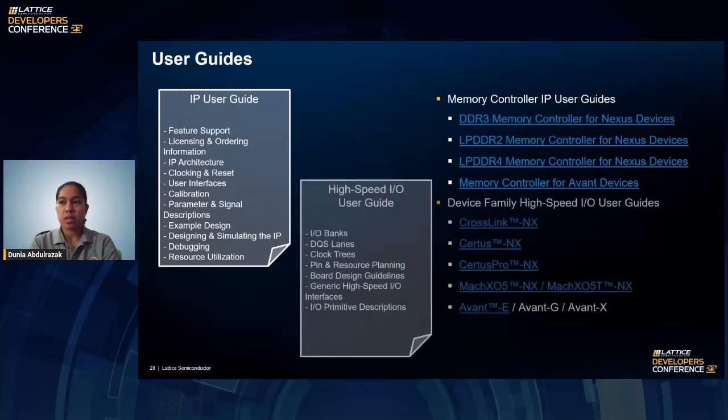The other type of document is the High-Speed I/O User Guide. This document covers information regarding the device families and includes information such as the I/O bank and DQS lane structures, clock trees, guidelines for pin and board design, as well as I/O primitive descriptions.